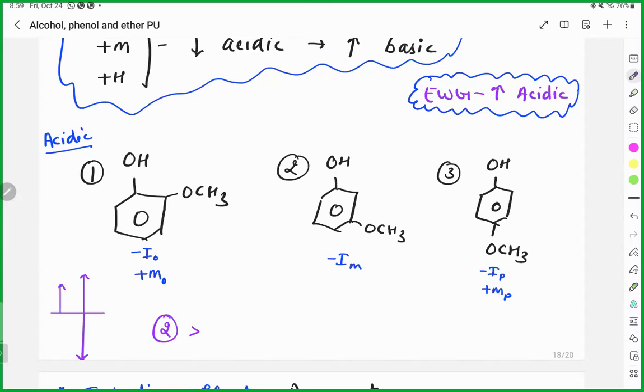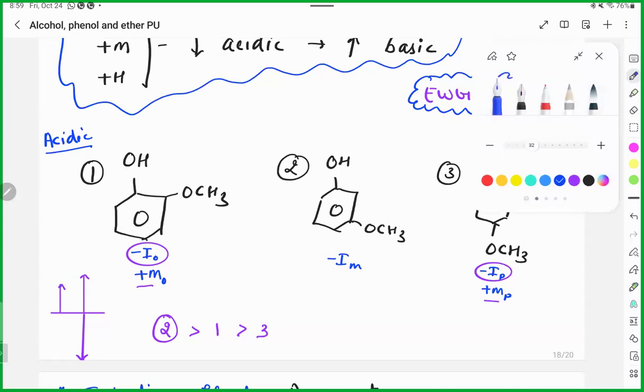In para position, again the same thing. Resonance effect is stronger than inductive because at para the inductive effect is less. So in that case, because M is exactly the same, now we will compare inductive effect. No doubt both will be less acidic, but we want to understand which one is the lowest. Because ortho position has stronger inductive effect, that's why first and then third.